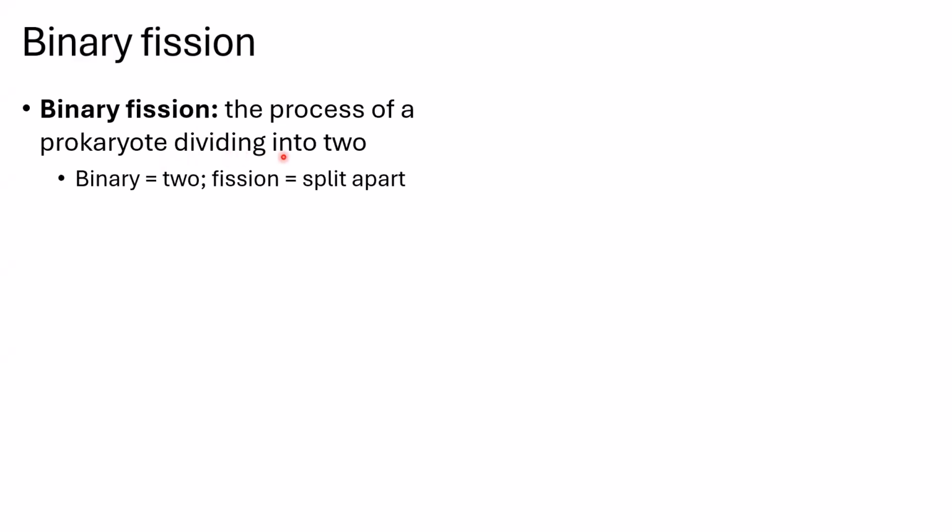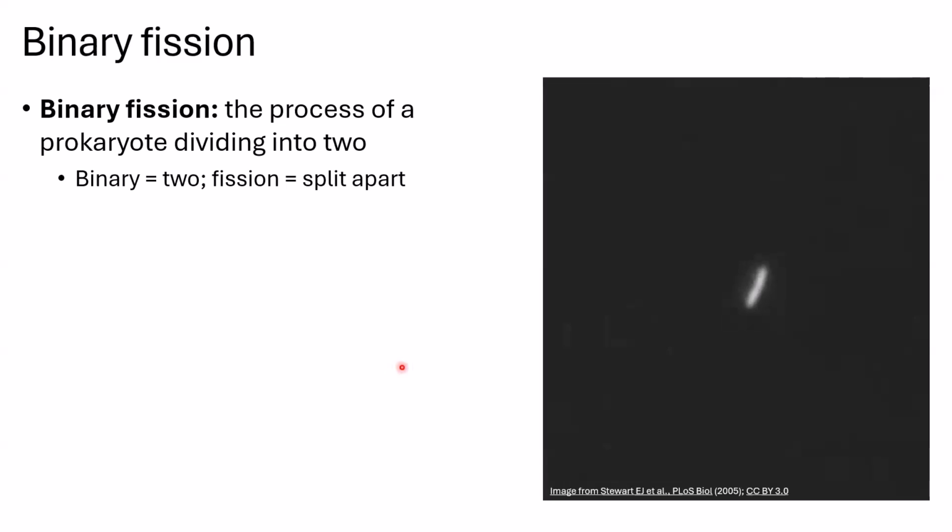Binary fission is the process of dividing a prokaryotic cell into two cells. Fission means to break apart, and binary refers to how the process of breaking apart forms two complete cells. We can see in this GIF how two E. coli bacteria divide into 4, then 8, then 16, and so on.